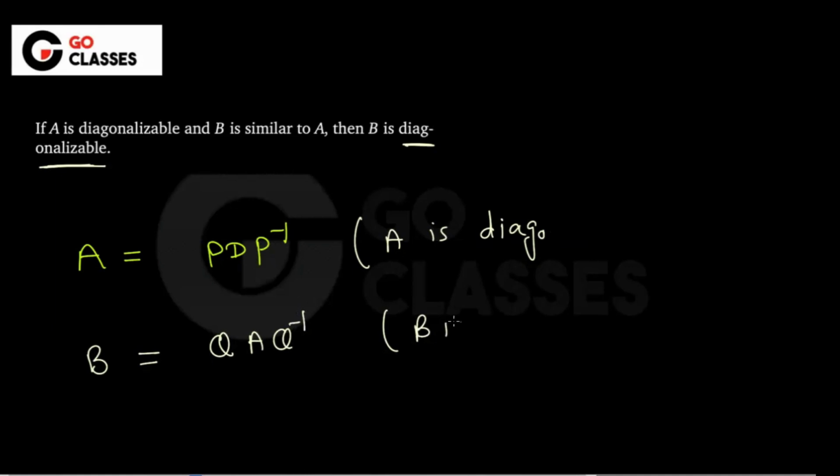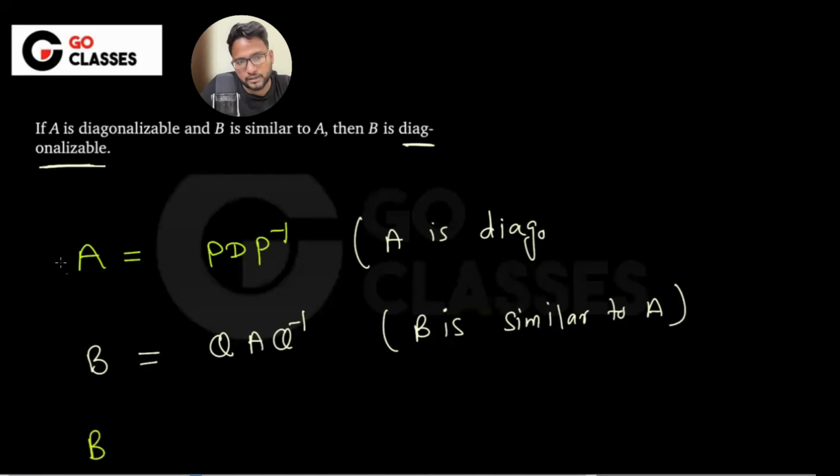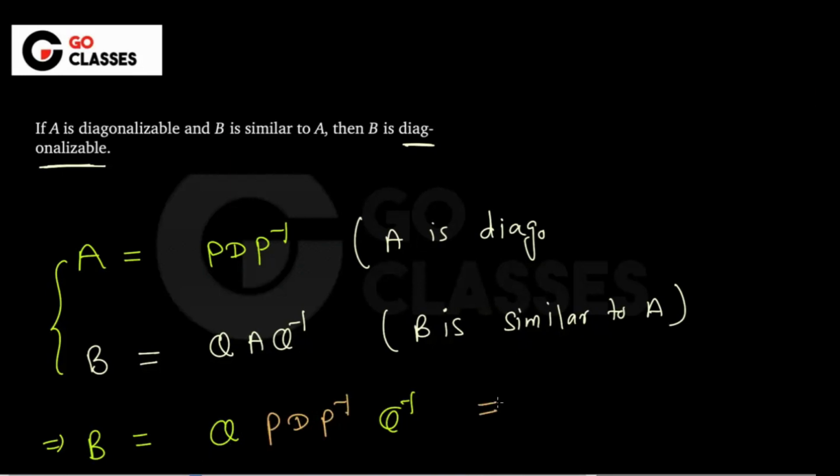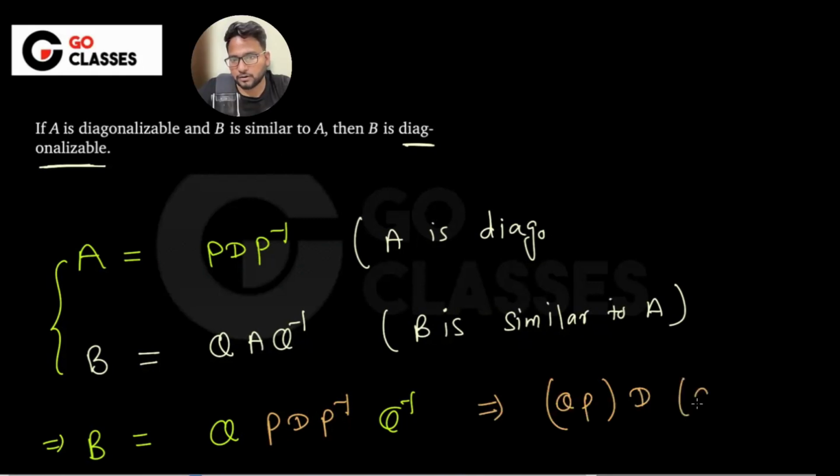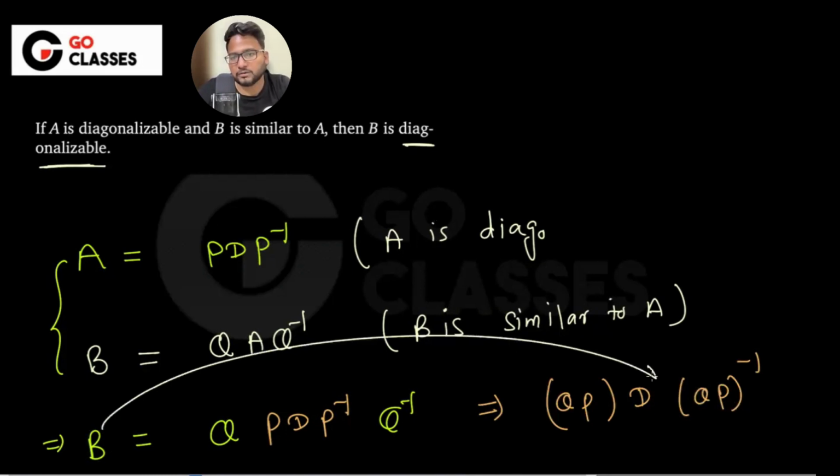Okay. So then you can substitute the first equation in the second one. Finally, from this you can say B equals Q inverse, and in between it will be PDP inverse, Q. Yes, right, sir. So QP is the inverse of P inverse Q inverse. Right, very good. So from here also we can say that B is diagonalizable, which means you have some matrix QP, and then you can write B as QP times D times QP inverse, right? So that's how we can also prove it.